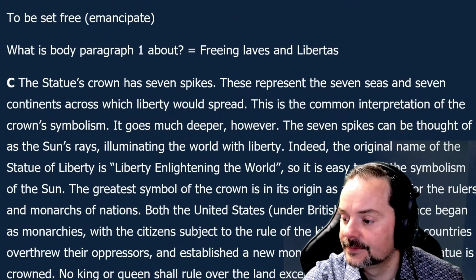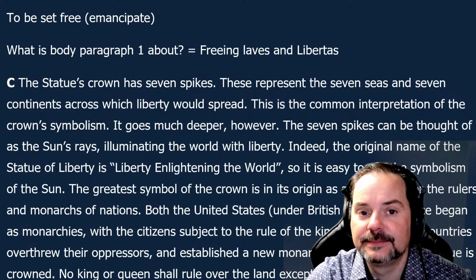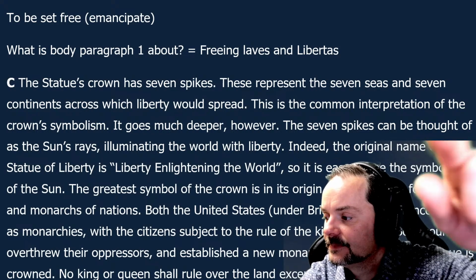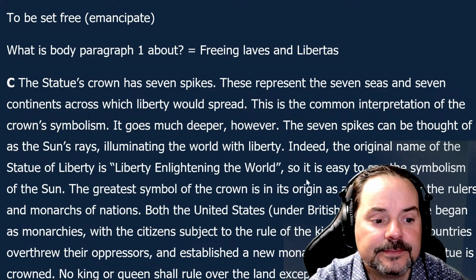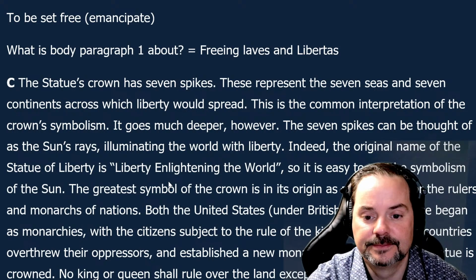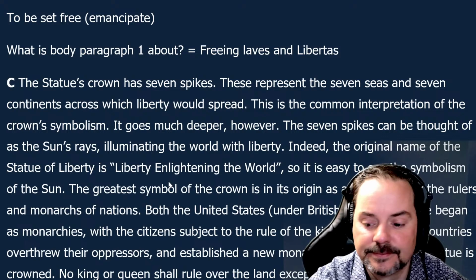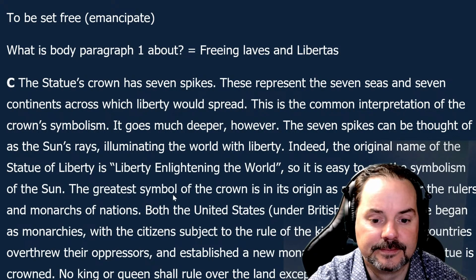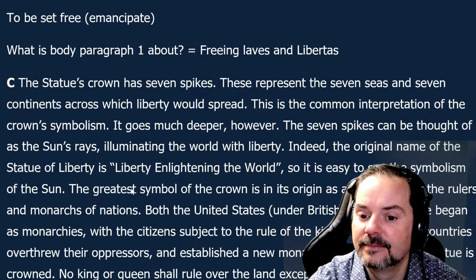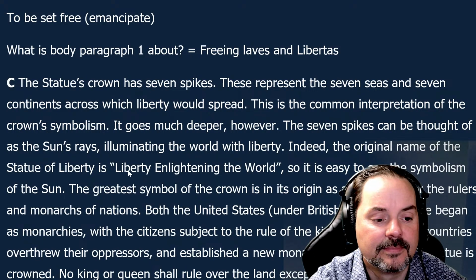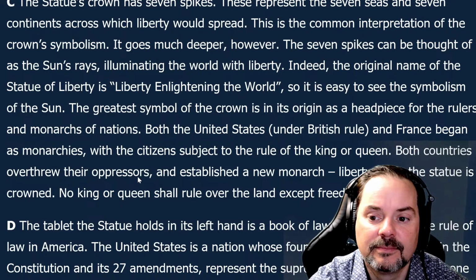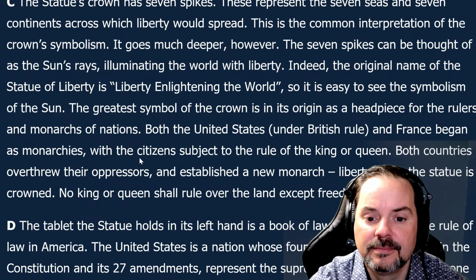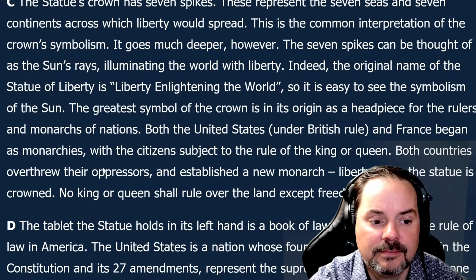Okay, I cannot see the first sentences. Just give it a moment. The statue's crown has 7 spikes. These represent the 7 seas and 7 continents across which liberty would spread. This is the common interpretation of the crown symbolism. It goes much deeper, however. The 7 spikes can be thought of as the sun's rays illuminating the world with liberty. Indeed, the original name of the Statue of Liberty is Liberty Enlightening the World. So it is easy to see the symbolism of the sun.